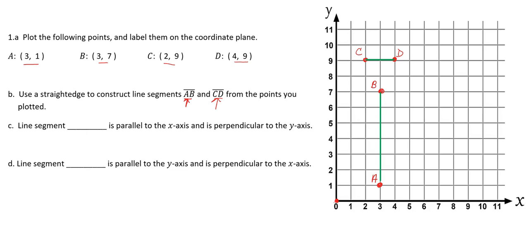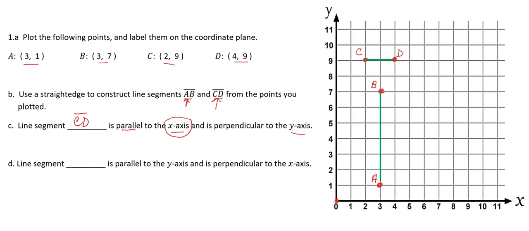Question C says line segment blank is parallel to the x-axis and perpendicular to the y-axis. Well, if it's parallel to the x-axis, that means it has to be a horizontal line, and that would be CD. CD is horizontal, it's parallel to the x-axis, and it's perpendicular to the y-axis. So we'll say CD.